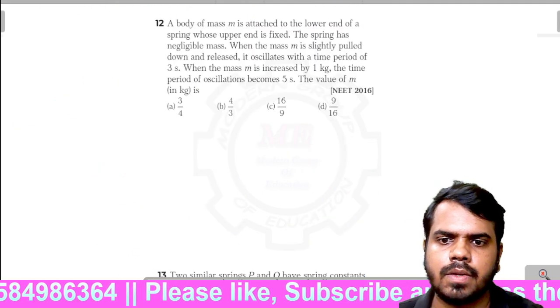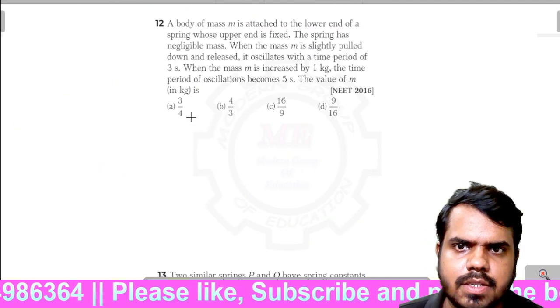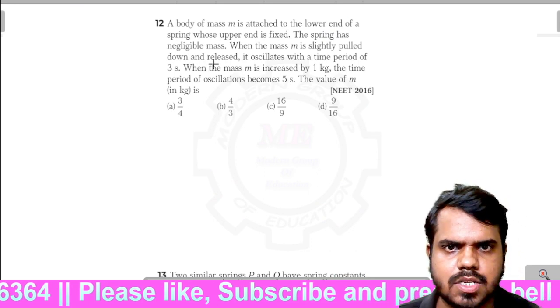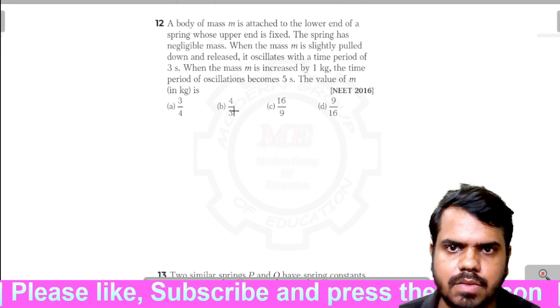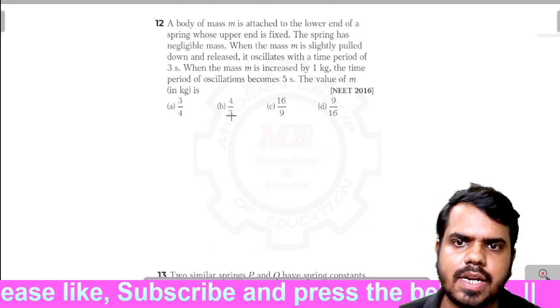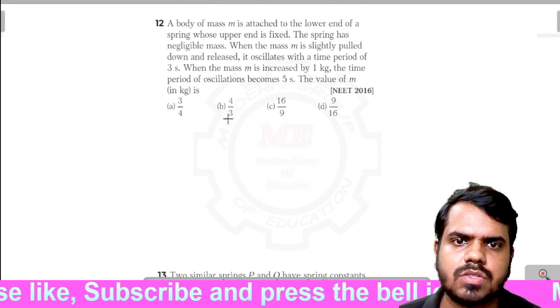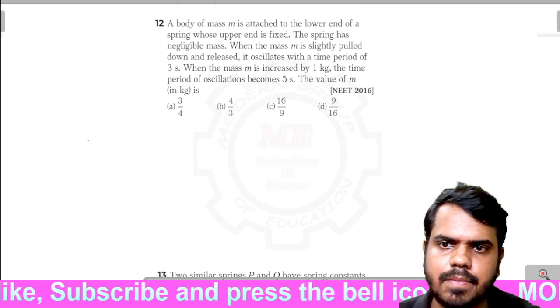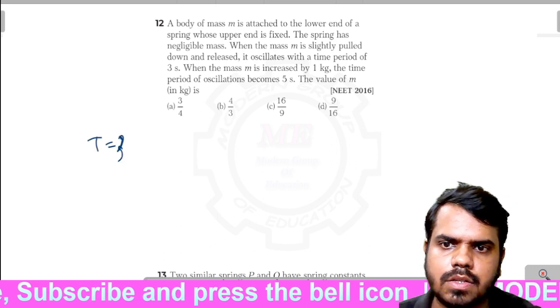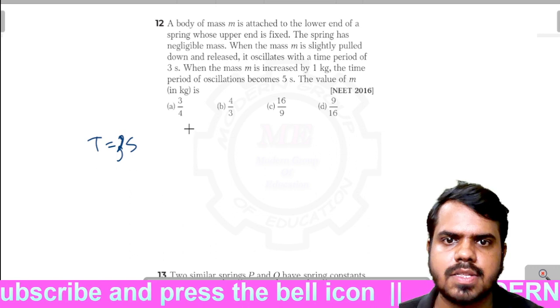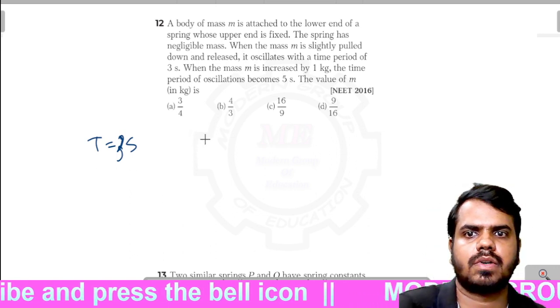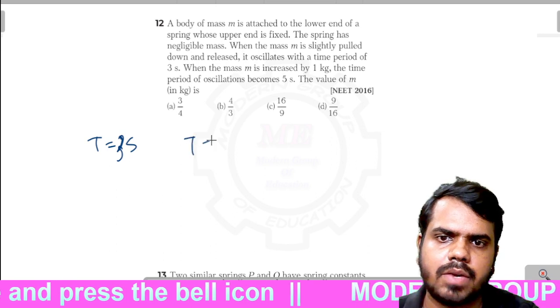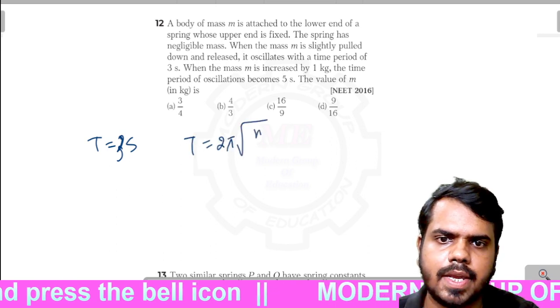Question number 12 is written as: a body of mass m is attached to the lower end of a spring whose upper end is fixed. The spring has negligible mass. When the mass m is slightly pulled down and released, it oscillates with a time period of 3 seconds. When the mass m is increased by 1 kg, the time period of oscillation becomes 5 seconds. Find the value of m in kg.